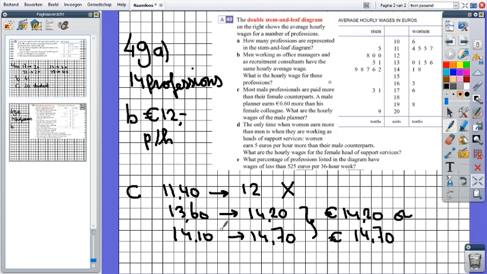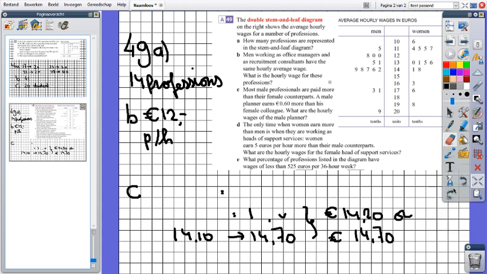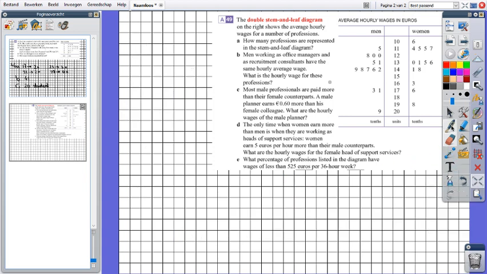Right, at exercise D, I'm going to quickly erase this. If you want to write this down, please do. Or I can even do it like this. I think it's much quicker. So at exercise 49D, the only time when women earn more than men is when they were working as the heads of a support service. Women earned €5 per hour more than their male counterparts. What are the hourly wages for the female head of support services?